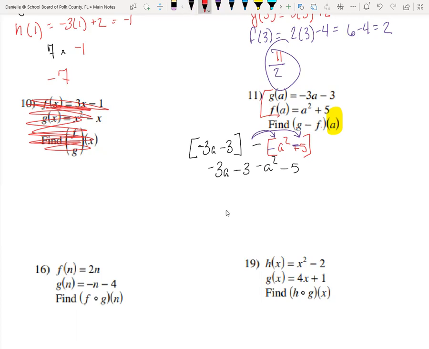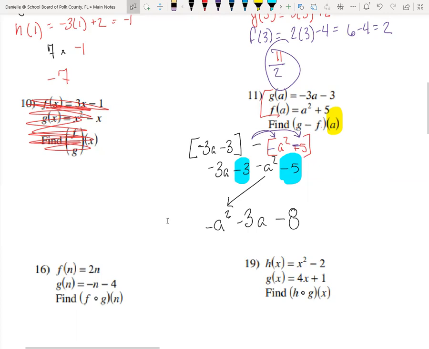And there's one thing that I can combine together, which would be my negative 3 and my negative 5. They are like terms. They are both constants. And we remember biggest exponent goes first. And that would be the end of that problem.